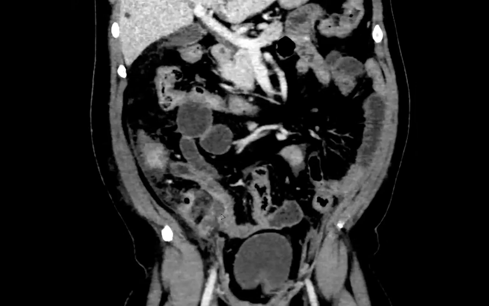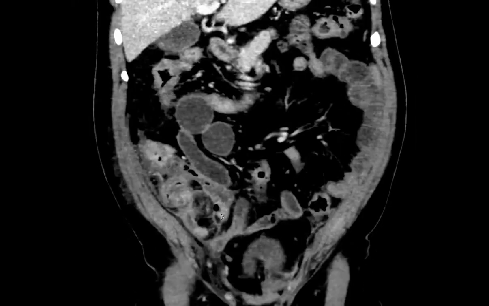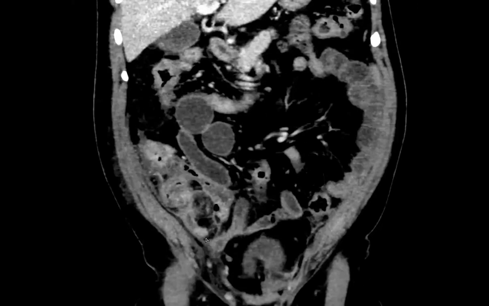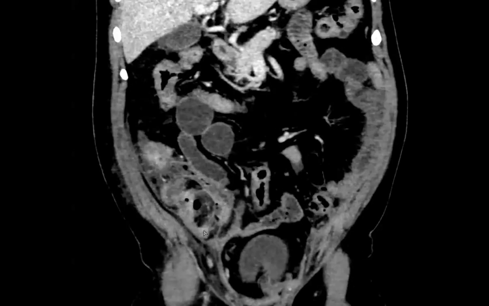So I haven't seen mets to the appendix from colon cancer. We see so many colon cancers in all places, like cecum, ascending, left colon. But this is my first instance of seeing a met to the appendix causing perforation. I don't know if others have seen it.